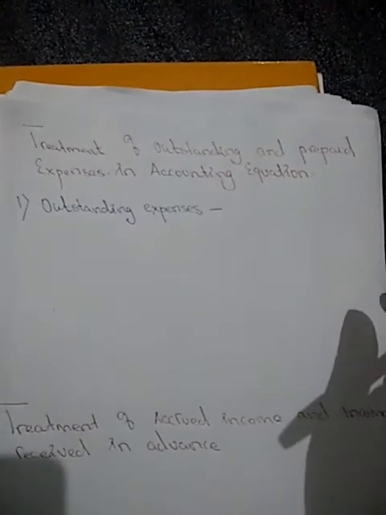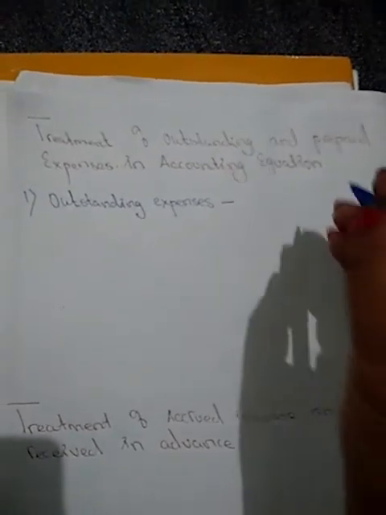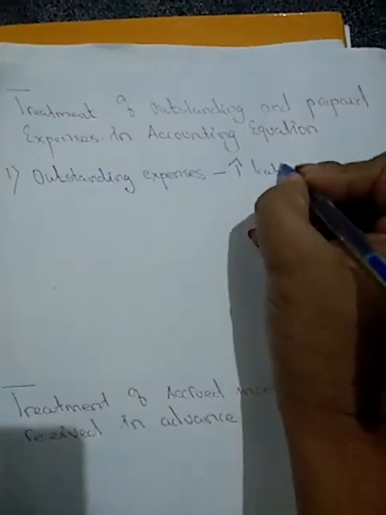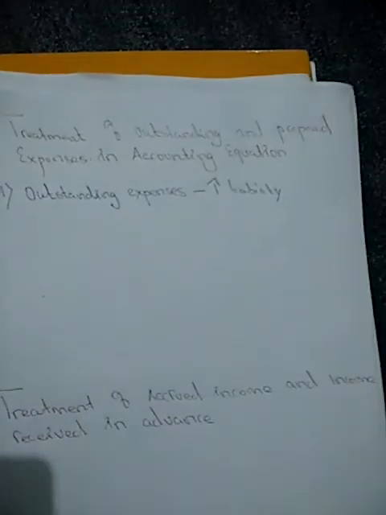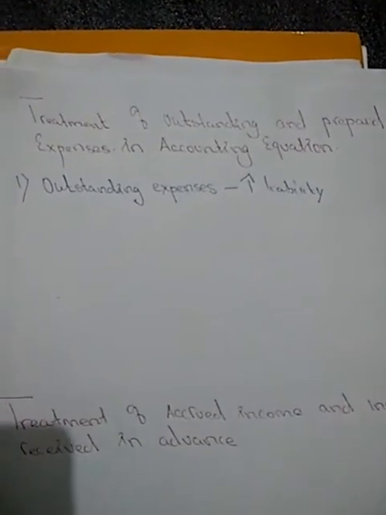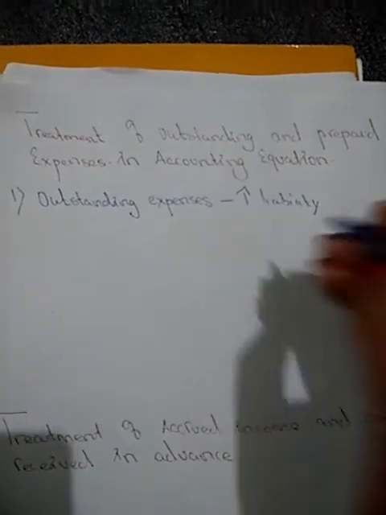So whenever it is outstanding salary, that is liability. So in accounting equation, whenever you see rent due, salary due, commission due, it always gives rise to liability. So in accounting equation, the liability increases. Why is it liability? You need to pay later. It is due. It is amount payable. That's why it is liability. And in accounting equation, liability increases.